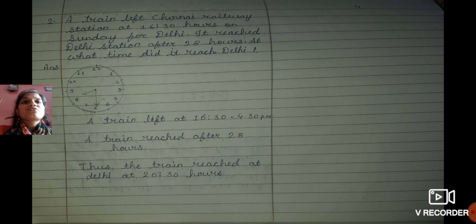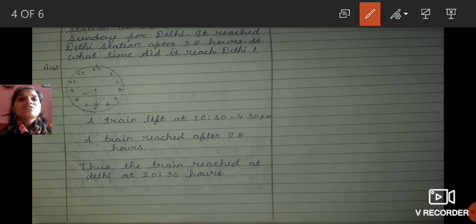So students, now first of all here we have to draw the clock. You are going to draw the clock as I have drawn on the screen. Like that in your CW you are going to draw the clock. And now here you can see that I have written the answer in some sentences. First sentence: a train left at 16:30. Now students, we know that 16:30 means 4:30 p.m. So how I'll show you.